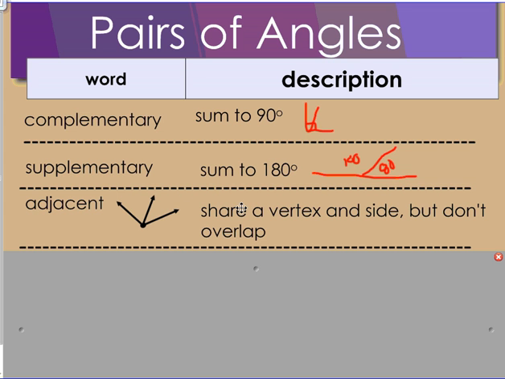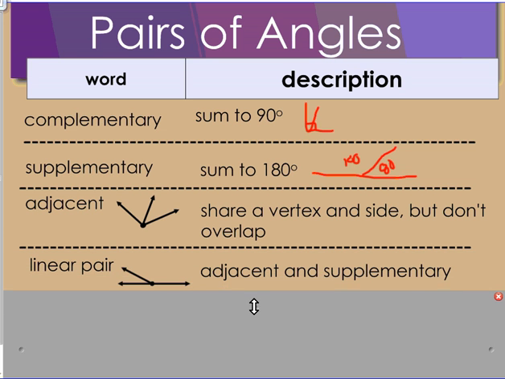The next one we have are adjacent angles. Adjacent angles are basically angles that are right next to each other and they share a vertex and a side. So for example, we have a picture drawn right here. They share a vertex, which is that right there, and they share a side right here. Basically, they're just angles that are next to each other, but don't overlap.